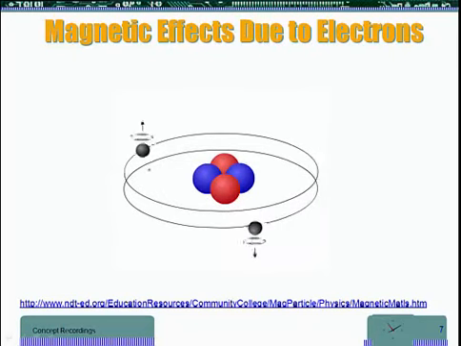As you notice here also, we have the same issue with the spin. The spin of this one is up, the spin of that one is down, meaning the magnetic effects of both electrons are going to cancel out as well.